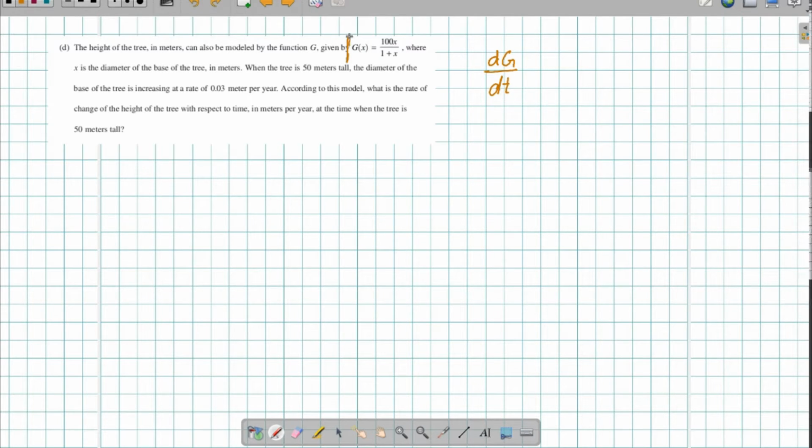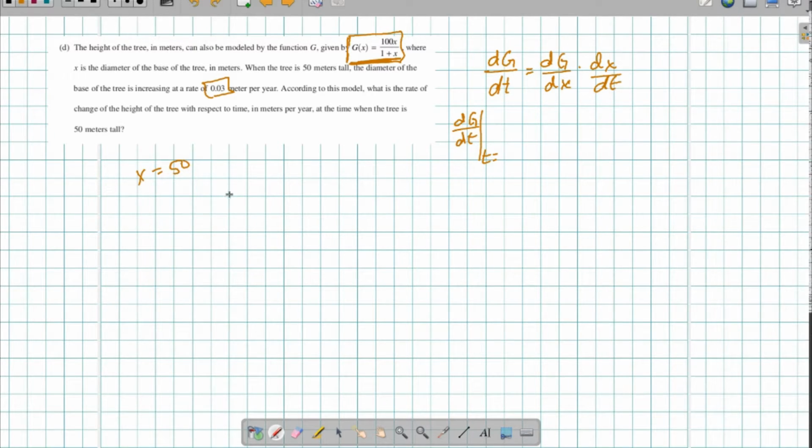Well, I'm looking for the rate of change of the tree with respect to time. The problem is this g is a function of x. So what I'm really looking for, dg/dt, has got to be equal to dg/dx times dx/dt. That's just the chain rule. And so I'm looking for the change in g with respect to x, which is going to be the derivative of this function, times the change in x with respect to t, which I know is 0.03. So my change in g with respect to t, I'm going to have to evaluate at whatever the time is when my height is 50.